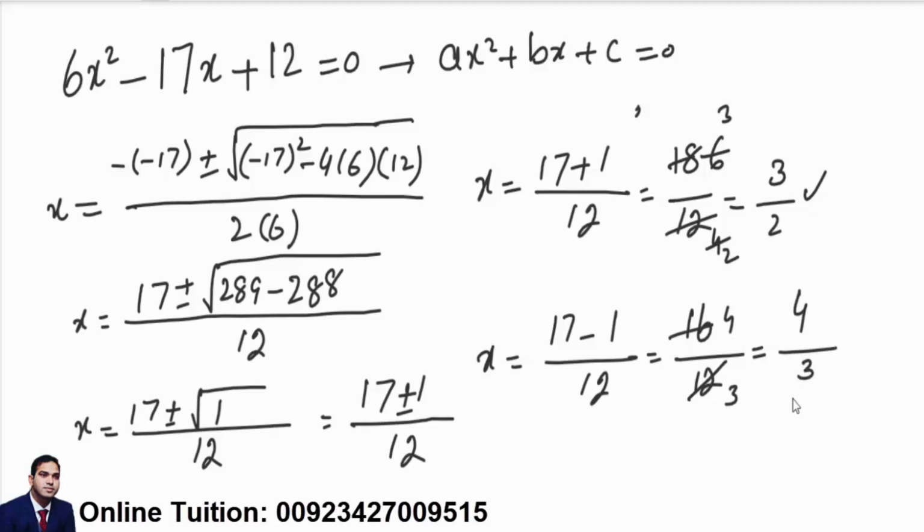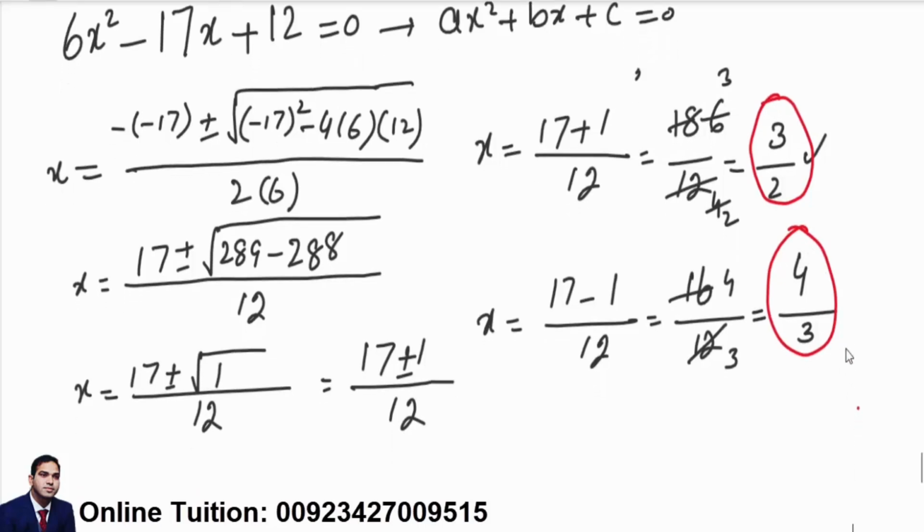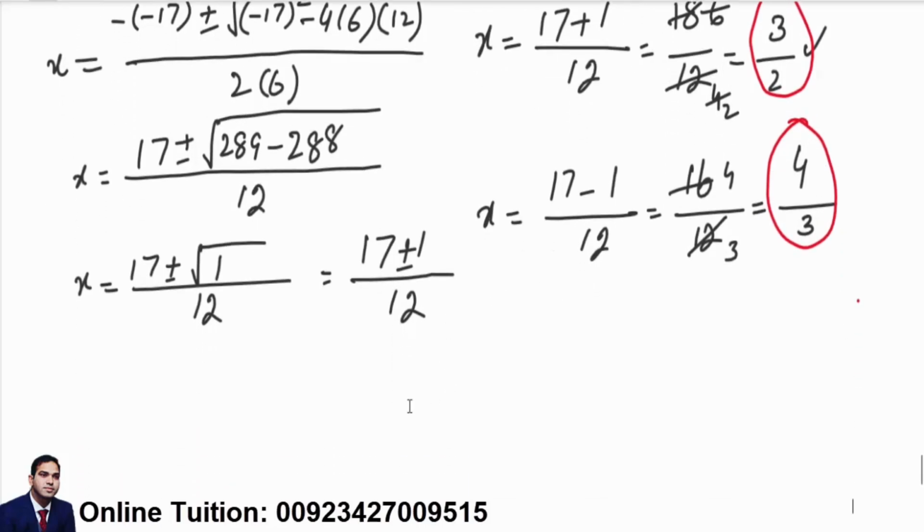So these are the answers of x. These are two answers of x. One is 3 over 2, the second is 4 over 3. This is the finish of the question. So x is equal to 3 over 2 and 4 over 3. So this is the final answer of this equation.